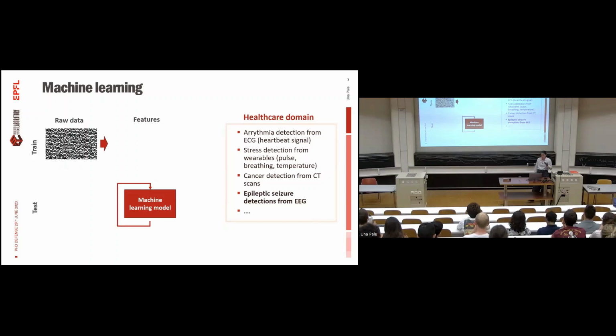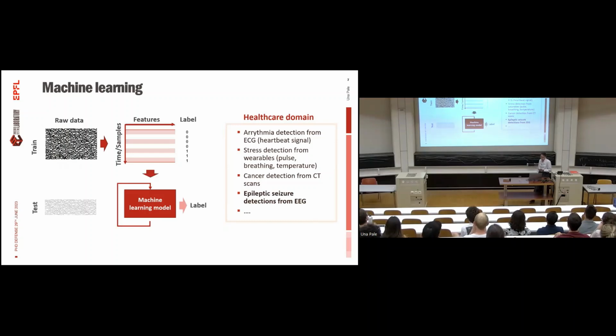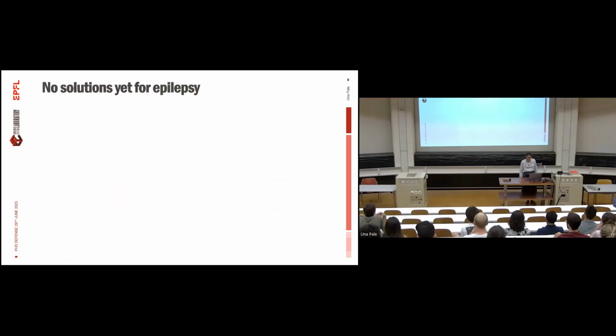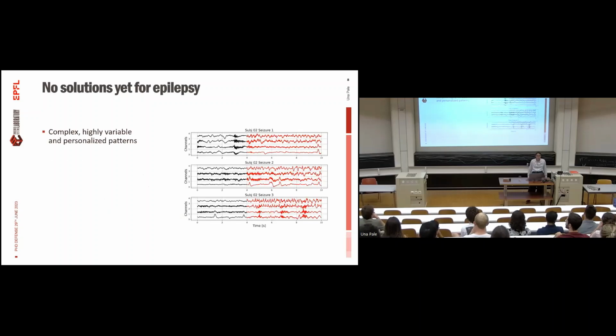We have a signal that's, for example, EEG recordings in time from several channels. We discretize it. We look at different windows from which we extract features. So the windows are samples in time. And for each of them, we usually have label 0, for example, meaning no seizure, and 1 meaning seizure. And then we feed it into the model. And then we have a test, new data for which we want to predict the label and assess how well this model performs. But unfortunately, today there are no good solutions yet for epilepsy for several reasons.